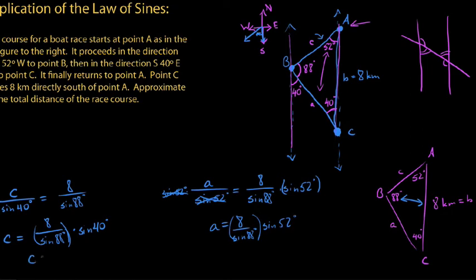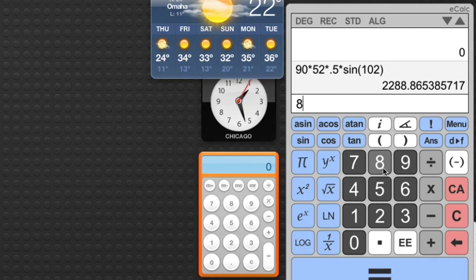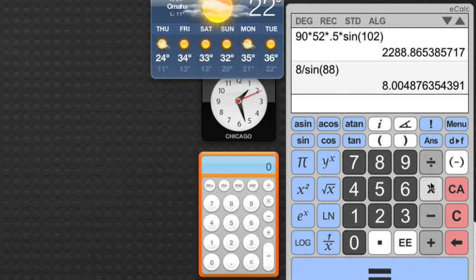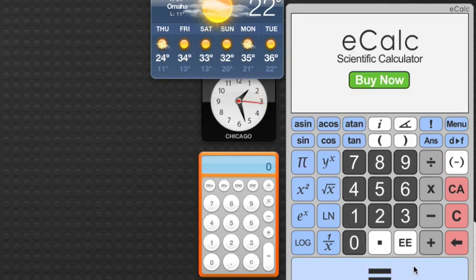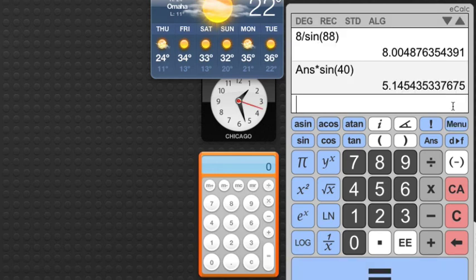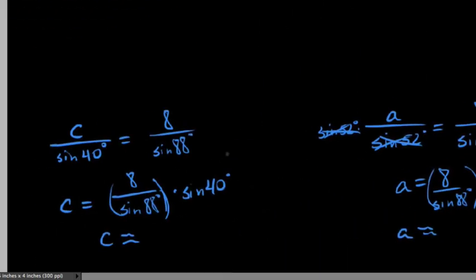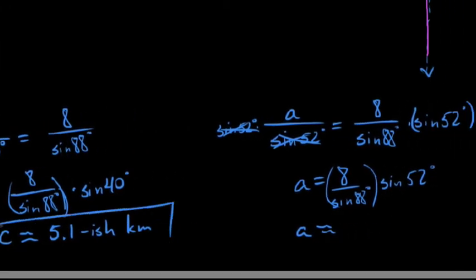So now we want to calculate some figures for this. We say c is approximately, a is approximately. Let's go ahead and calculate these two measurements. So we have 8 over sine 88 in either case, but one is times sine 40. So we say 8 divided by sine of 88 times sine 40. So about 5.1-ish. Okay, so that's lowercase c here. It's about 5.1-ish kilometers. Throw a box around it.